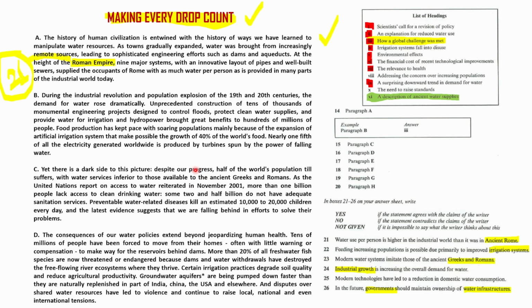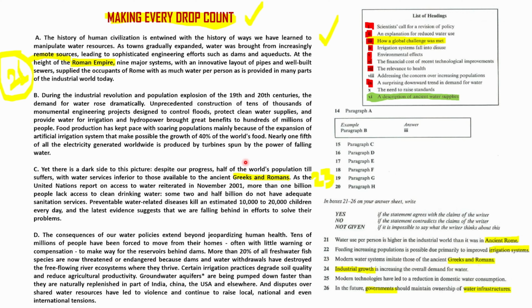Despite our progress, that means the progress with water manipulation and water generation or production, let's say, half of the world's population still suffers with water services inferior to those available to the ancient Greeks and Romans. Somewhere we found this word here, Greeks and Romans, right? So the first thing we need to do is highlight it, give an arrow and write somewhere here, question number 23, and circle it. We just marked the keyword of question number 23 so that we don't have to find it again and again.